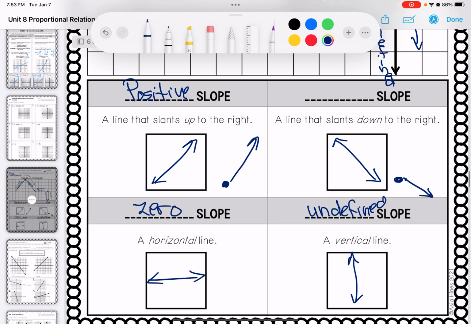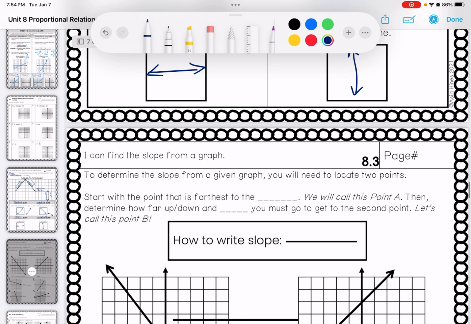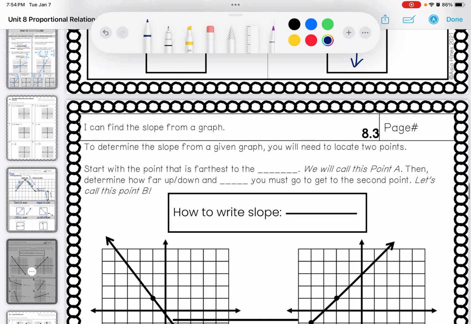So let me go ahead and give you a second. So we have positive slope, negative slope, a zero slope, and undefined. All right, moving on. So our next objective today is I can find the slope from a graph.